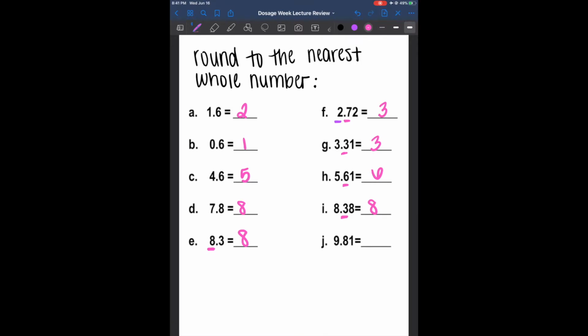9.81, we're basing our rounding off the 8. It's 5 or greater, so we add 1, and it becomes 10. So if you have any additional questions on this or something doesn't make sense, let me know and we can go over it some more and work some more problems.